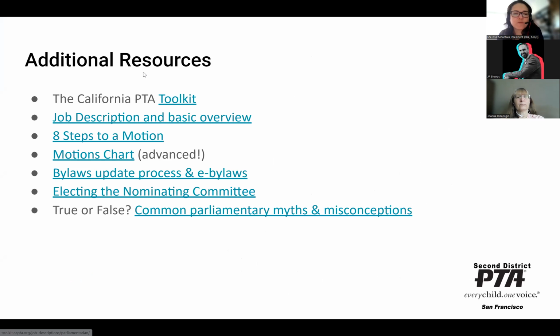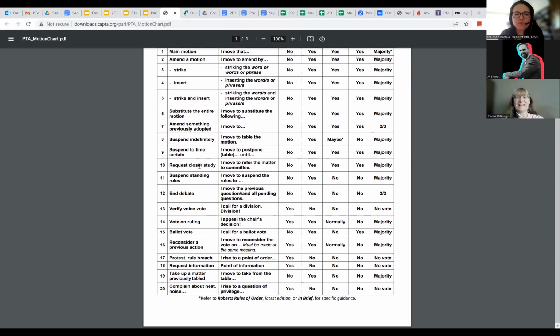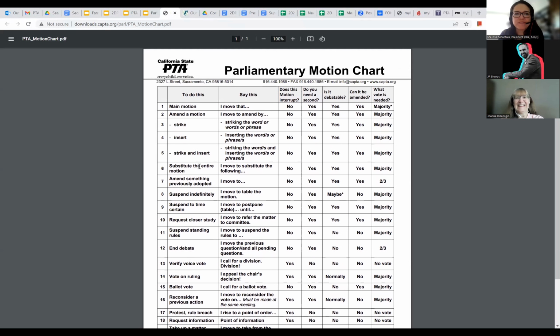So in terms of resources where you can find more information about the parliamentarian responsibilities, you always want to check the toolkit that can be found at californiapta.org, capta.org. It has things like an actual job description. It has that for all of the officers. There's links to those 8 steps to a motion. There's this little bit more involved or advanced motions chart. Now this, I have never seen a local school PTA use all of these types of things, but they can be fun for some people to review.